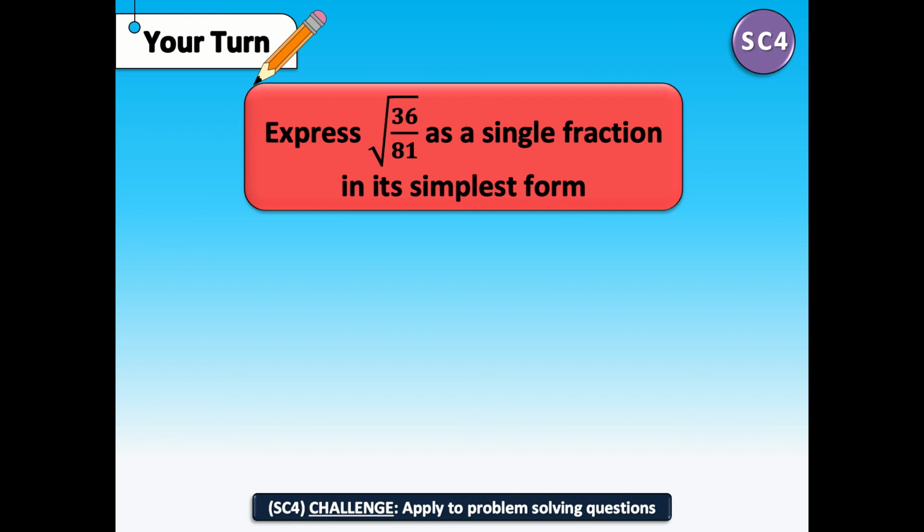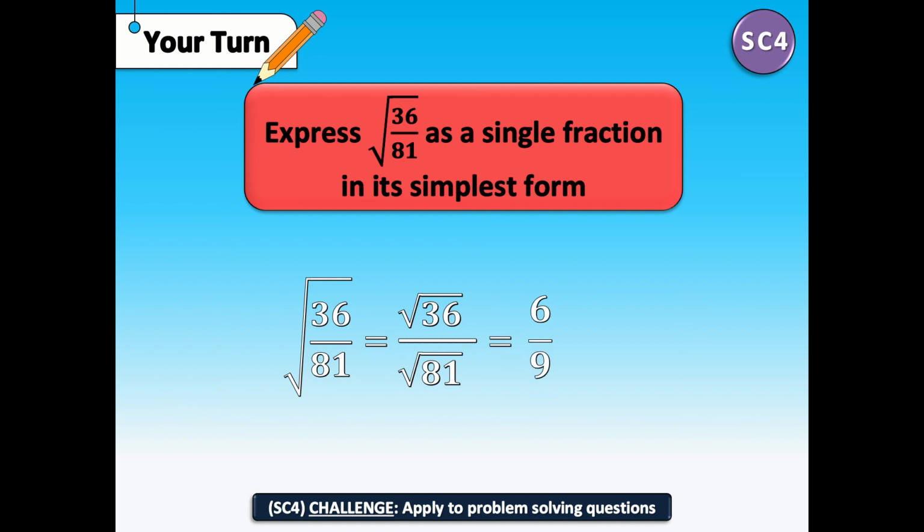So for this question, if we do the square root of 36 and the square root of 81, square root of 36 is 6 and the square root of 81 is 9, and then we can just simplify that fraction by dividing both numbers by 3. So we get 2 over 3 as our final answer.